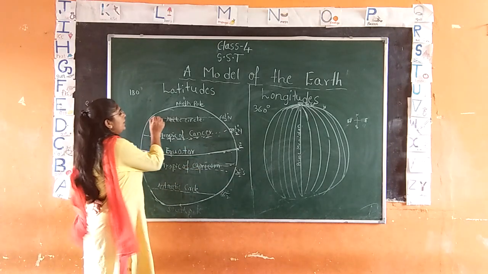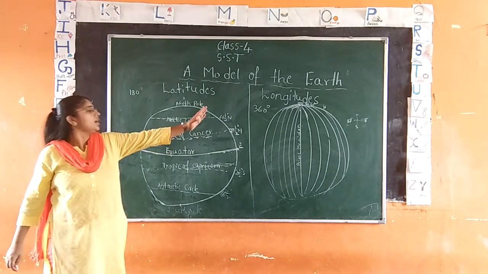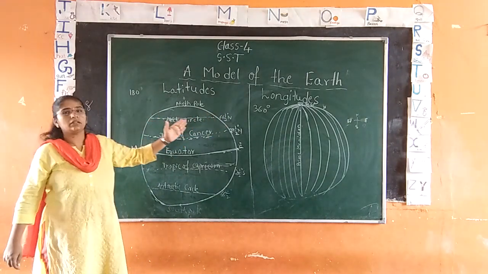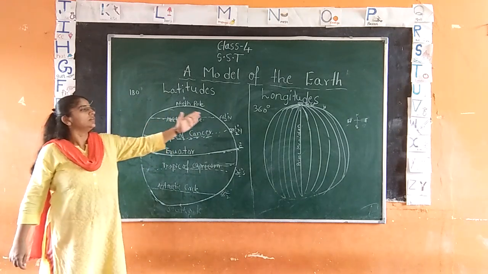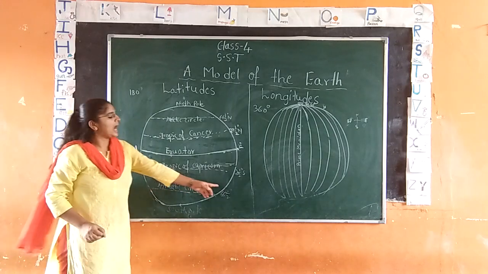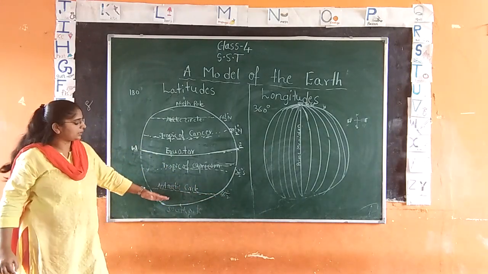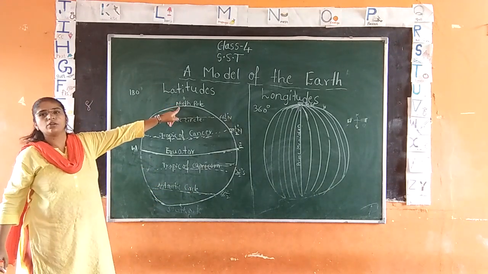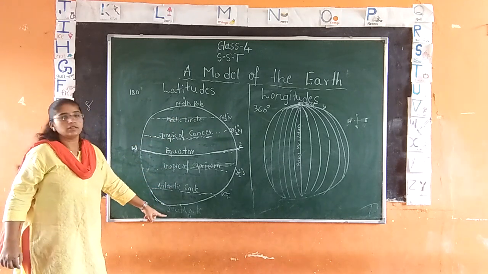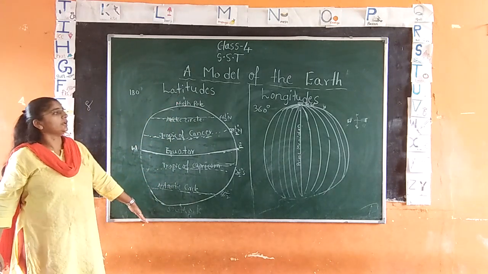Next, in the same way, another latitude. This is 66.5 degree northern. This line we call the Arctic Circle. Same downside, 66.5 degree, this is the Antarctic Circle. The topmost point, as I already told you, is the North Pole. This is the South Pole.